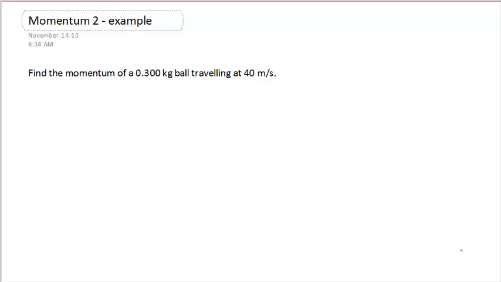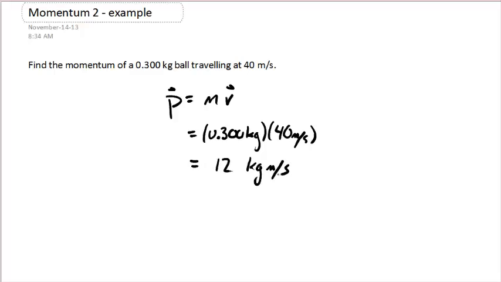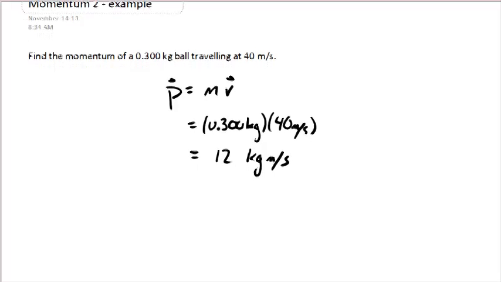So if we take a look at a simple example like this one, where you have a ball moving at 40 meters per second, you always start with the formula, of course. And remember, those little arrows on top are the half arrows and the vectors. And that is the momentum of the ball, 12 kilogram meters per second.